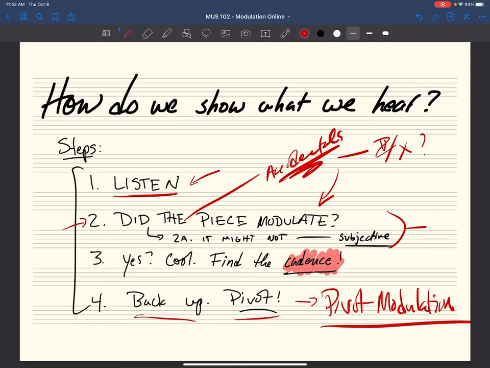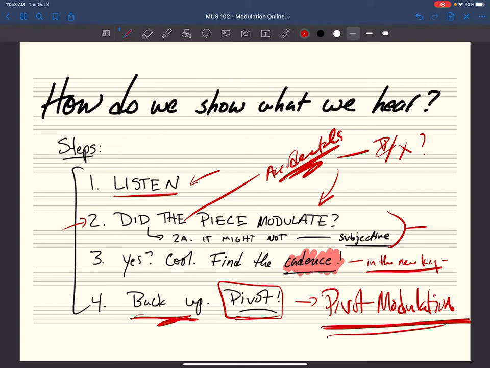So say it does modulate, you move to step 3 and you say, cool, let's find a cadence. And that cadence is, where's the first cadence, the first pause in the new key? So where did we pause for the first time in a new key? And then you want to back up. And we're going to do something called pivoting. And we're going to create a pivot modulation. This is the process I want you to go through.